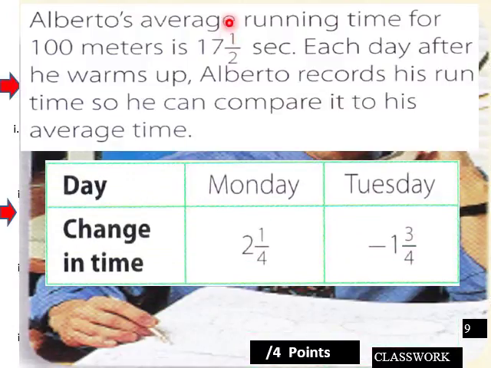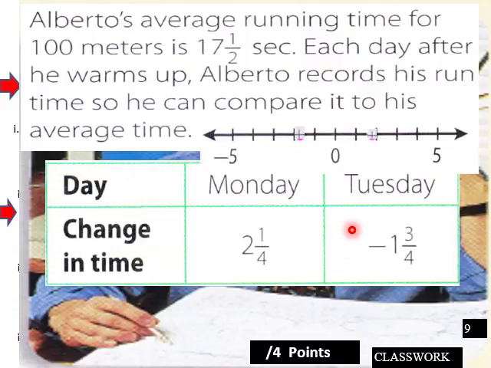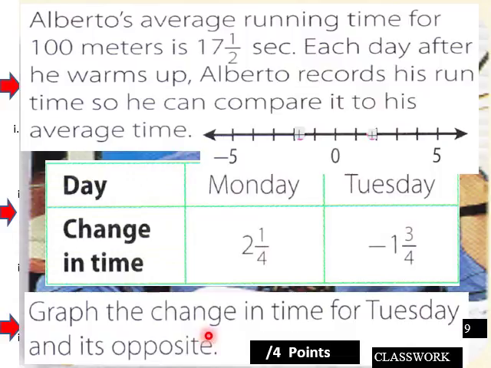Okay, Alberto's average running time for 100 meters is 17 1/2 seconds. Each day after he warms up, Alberto records his run time so he can compare it to his average time. So here's Monday's change in time, 2 1/4, and then Tuesday is negative 1 3/4. So negative 1 3/4 would be over, see, 1 3/4 would be over here. Graph the change in time for Tuesday and its opposite.